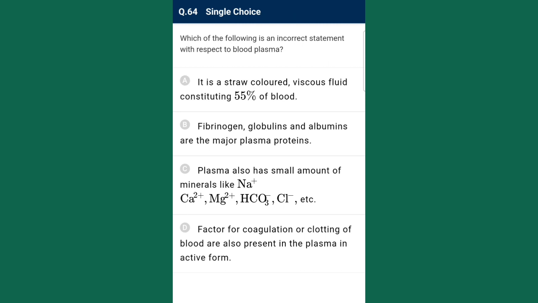So the answer for this question is option D. Factors for coagulation or clotting of blood are also present in the plasma in inactive form. So that is the incorrect statement with respect to blood plasma.